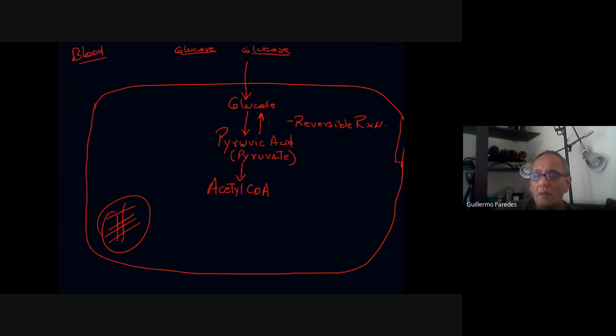Some of the pyruvic acid is going to go into acetyl-CoA. This reaction is going to happen in the cytoplasm. So this reaction, glucose to pyruvic acid, occurs in the cytoplasm. It is a reversible reaction, and it is going to produce two ATPs. This reaction is going to release two ATPs. And the last one that you need to remember: reversible, two ATPs, cytoplasm, and it's going to be anaerobic.